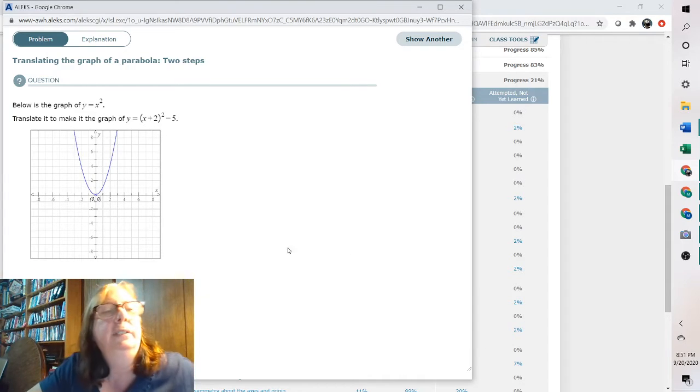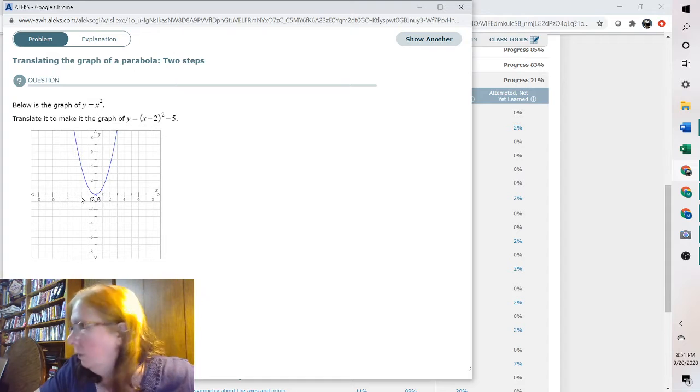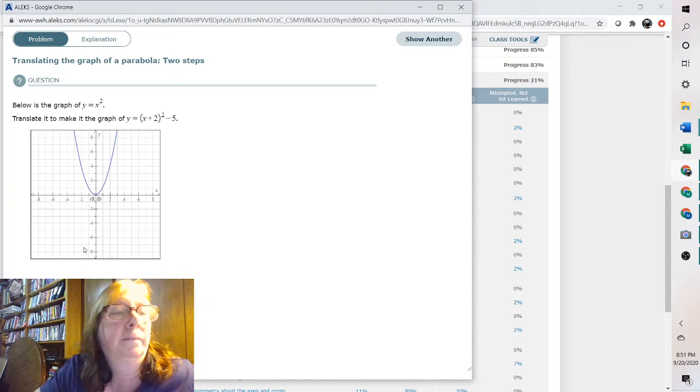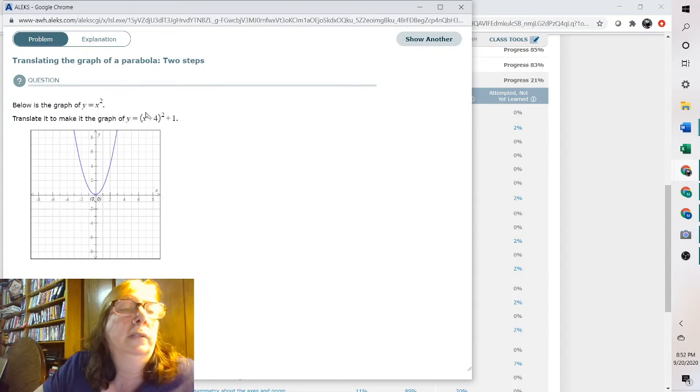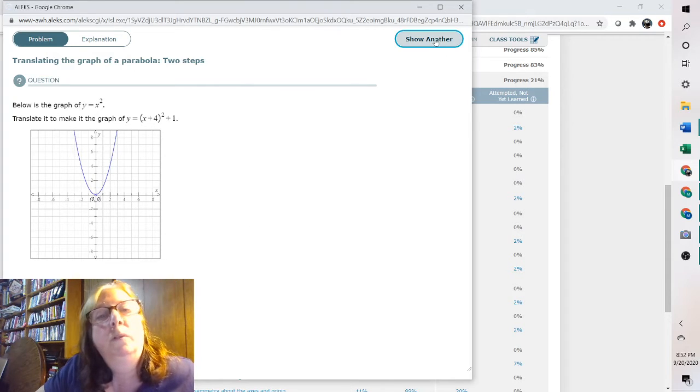So what they'll have you do is take the vertex and hold it, and then you slide over 2, well left 2, and down 5. And then it'll draw it. And I think these are just parabolas. Yeah. So this one, opposite of the sign, is going to move left 4. Same as the sign for the outside, moves up 1. So it would move left 4, up 1, and it would be right there. One more.